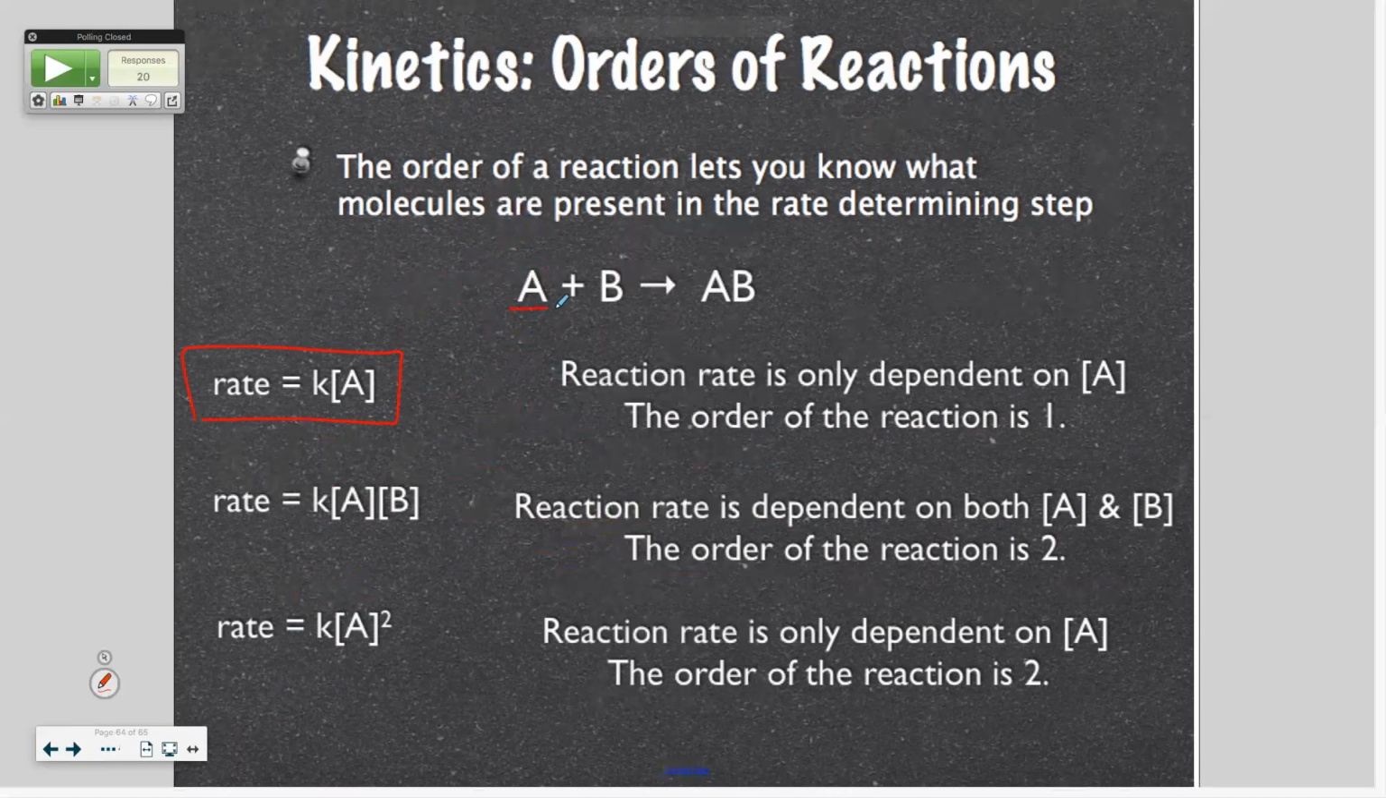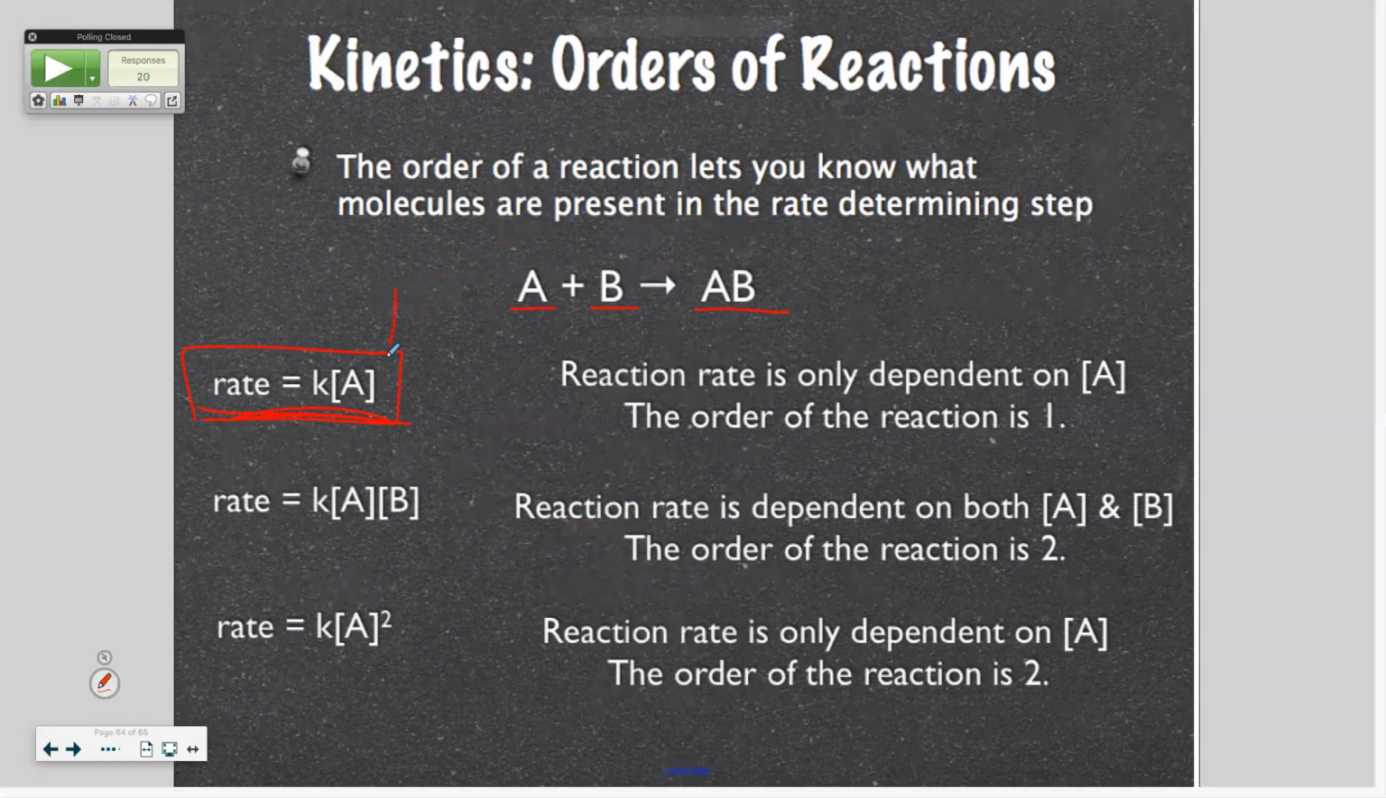So here's a reaction. A plus B gives AB. If the reaction rate is only dependent on the concentration of A, that means that if you double A, the rate doubles. If you double B, what happens to the rate? None, because B is not in your rate law. The only way you can figure that out is by doing experiments and measuring it. So the order of the reaction is 1.